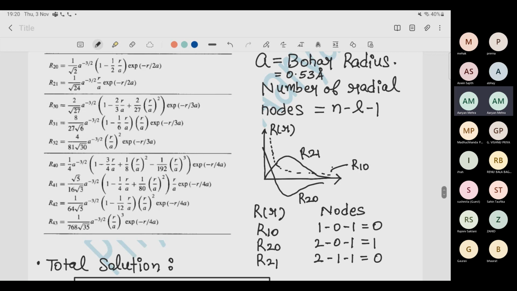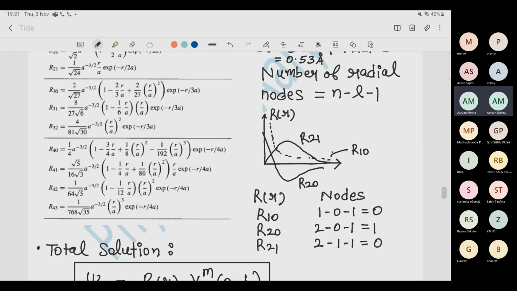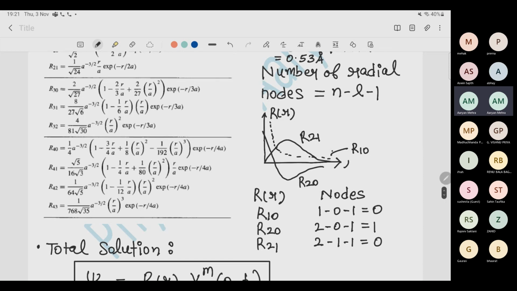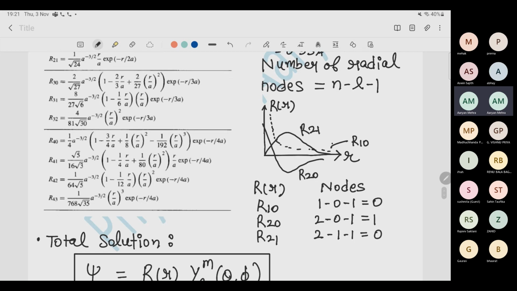Number of radial nodes. The first thing you should know: radial nodes means the nodes in the radial part of the solution only. You don't have to consider Y, only the R part of the solution. Nodes is a term used for the points at which R goes to 0 when plotted against small r. If you plot capital R versus r, at how many places does it go to 0?